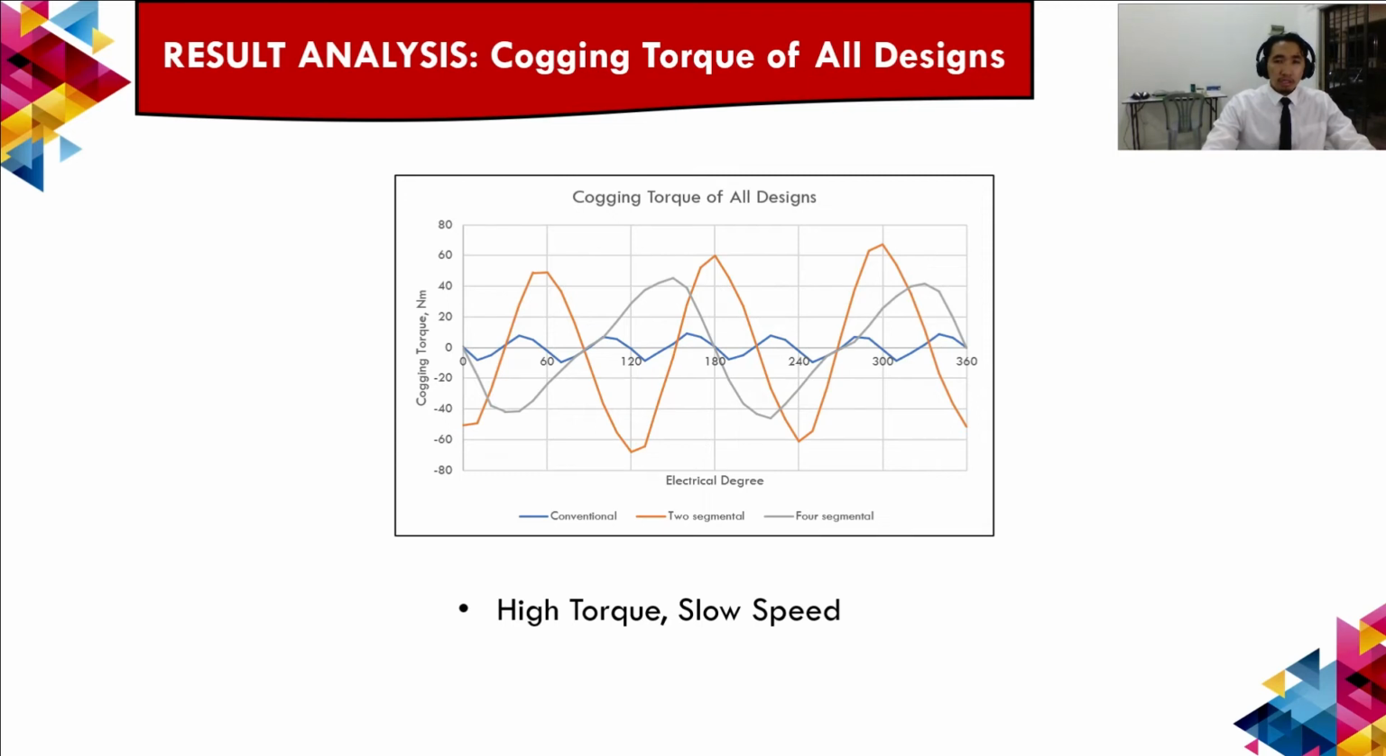For no load analysis, you see we compare all the designs. As you can see, the 2 segmented flux switching permanent magnet motor has the highest cogging torque, followed by the 4 segmented stator, and lastly the lowest cogging torque is the conventional stator. When the motor has high torque, the speed of the motor will be slow.